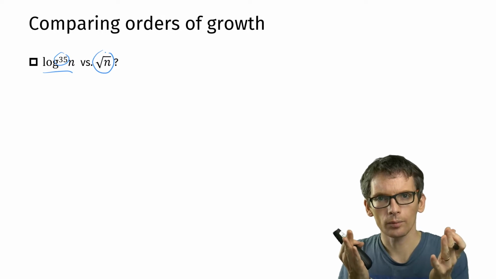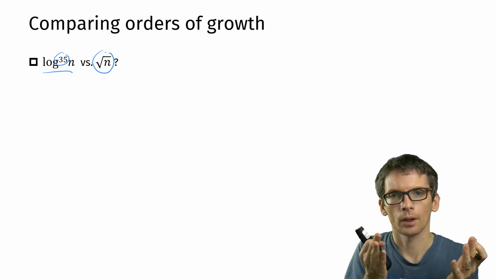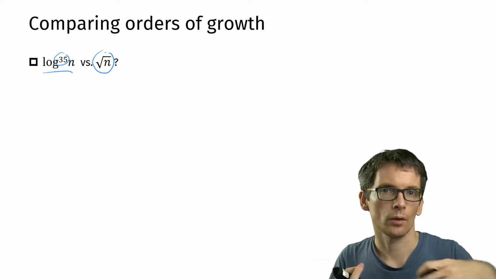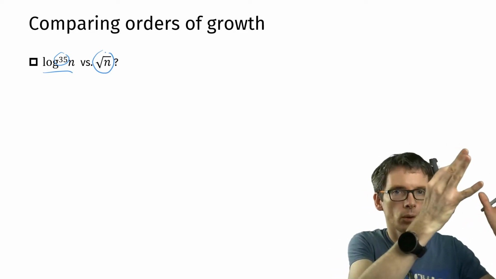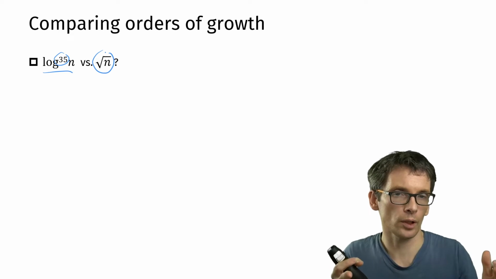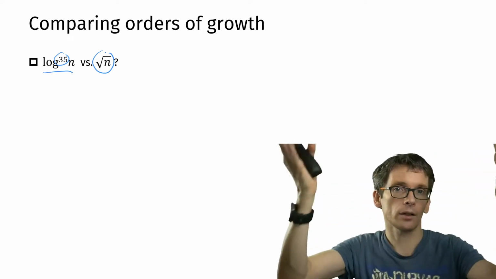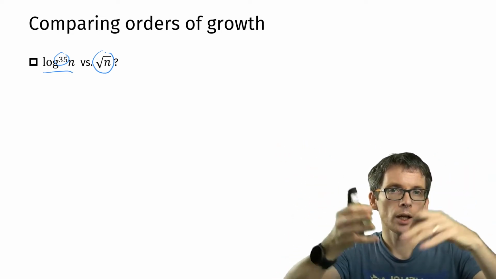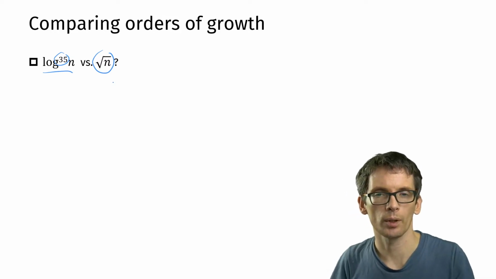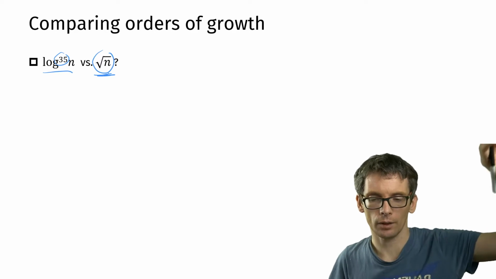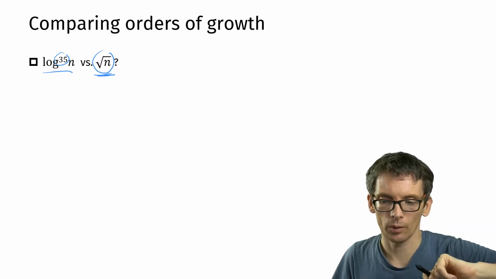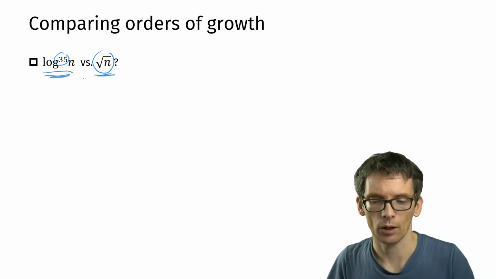So the logarithm is the inverse of the exponential function. Just as we know that the exponential function goes very fast, the logarithm actually goes very slow. And even if I take a high exponent, eventually something like square root of n will be faster. So this will be growing faster, will dominate any logarithmic terms.